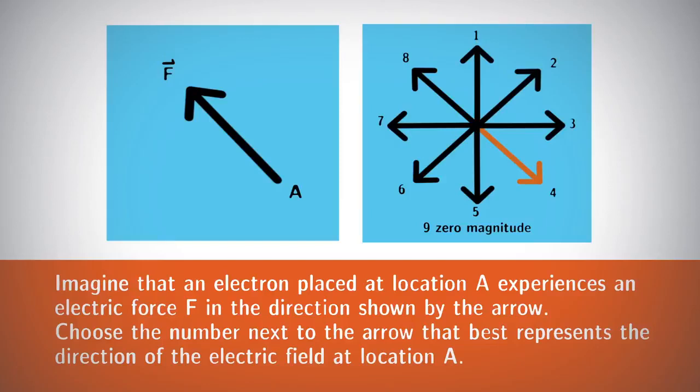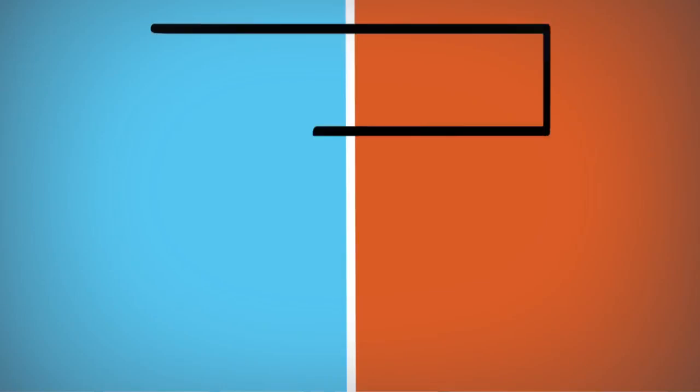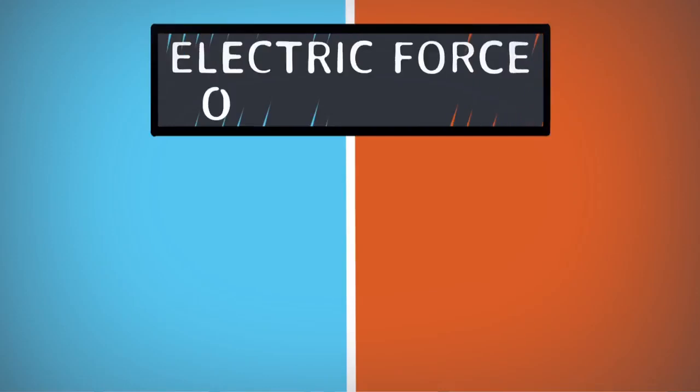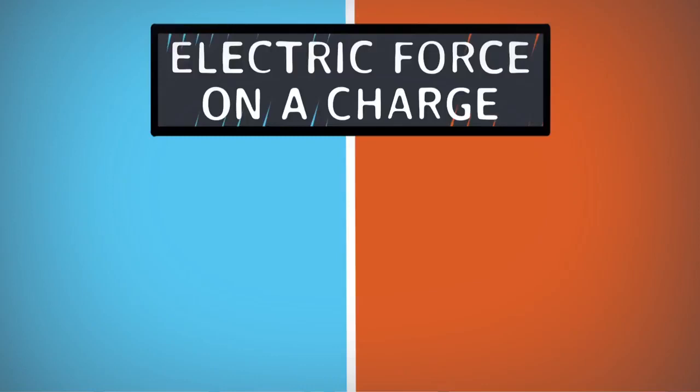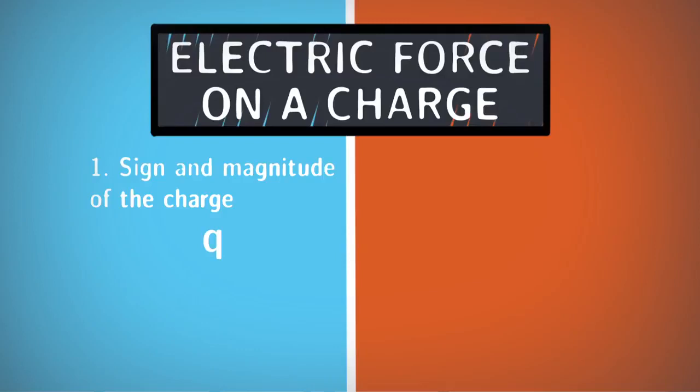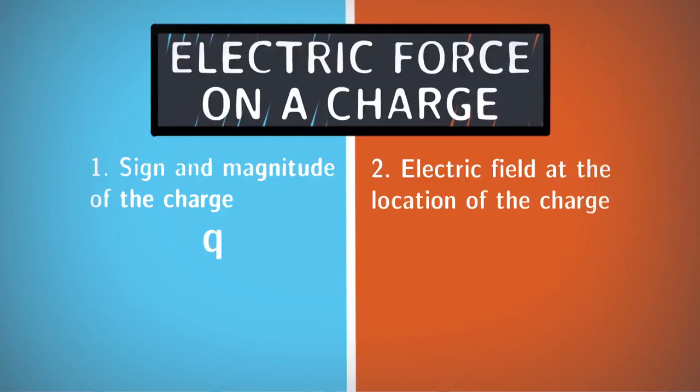Let's go through the reasoning for this. Recall in an earlier lecture where we introduced the idea of the electric field, we mentioned that the electric field itself is not enough to describe the electric force. There are two things that we need to describe the electric force on a charge. One, the sign and magnitude of the charge itself, which we will represent as a non-zero scalar Q that could be positive or negative, and two, the electric field at the location of the charge, which we will represent here as vector E.